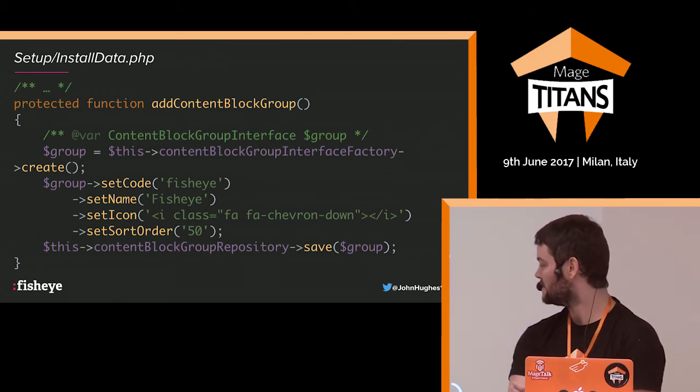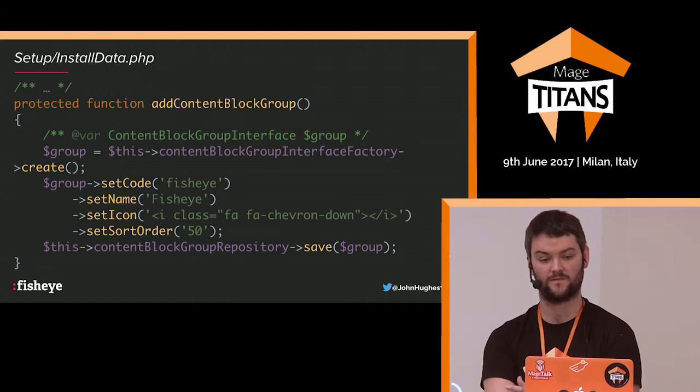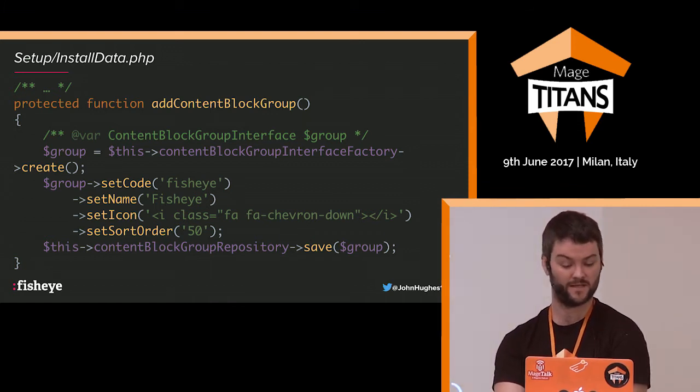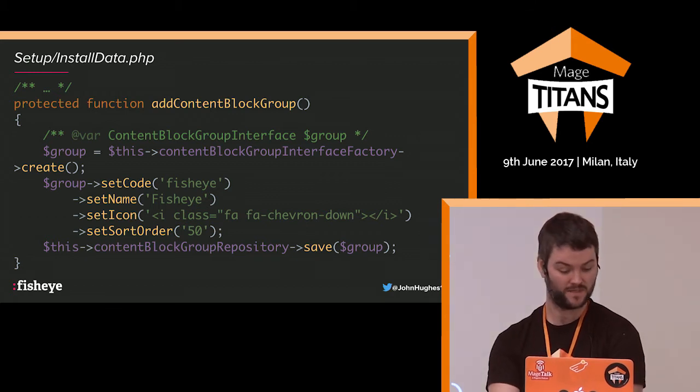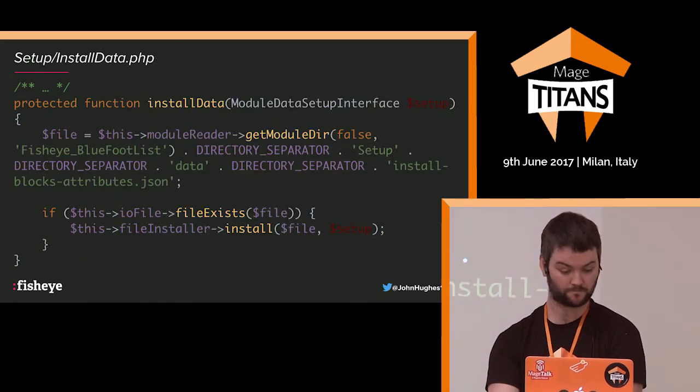We need to set an icon. So BlueFoot uses the Font Awesome icon library quite heavily. And this example here just adds a down arrow, which is the same as all the other menu groups. And finally, we can set a sort order.